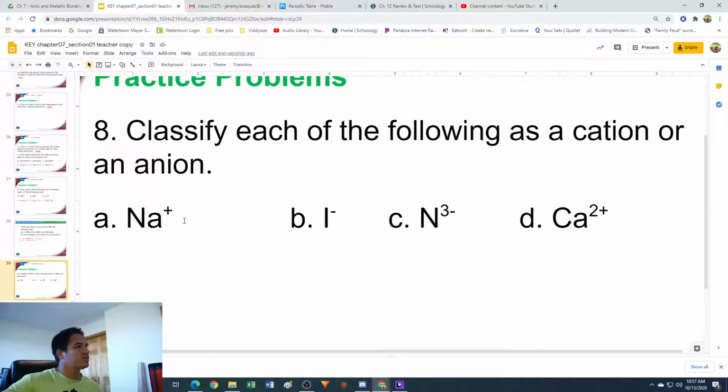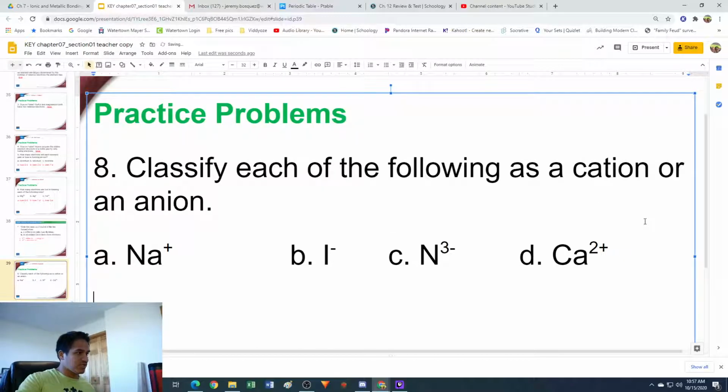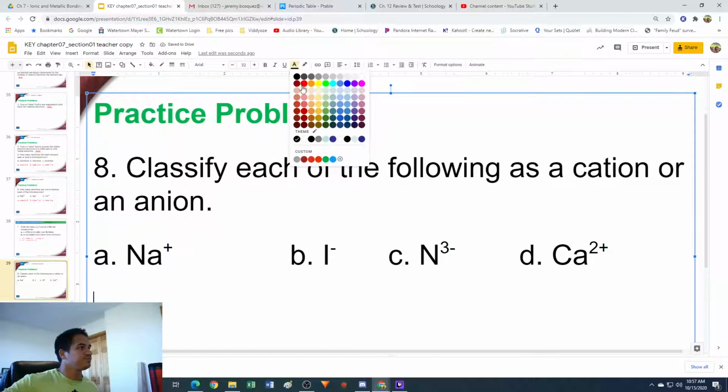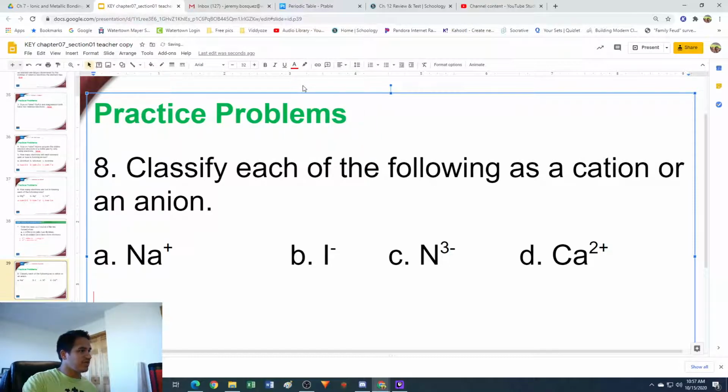All right, last question here, number 8. Classify each of the following as a cation or an anion. So basically, we're just going to say cation or anion. That's it. Pretty simple. And again, as long as you remember that cations are positive, anions are negative.